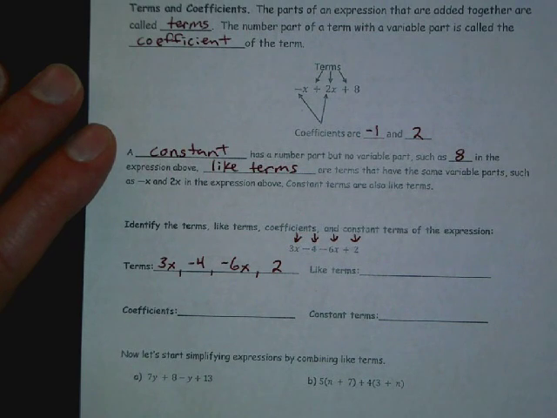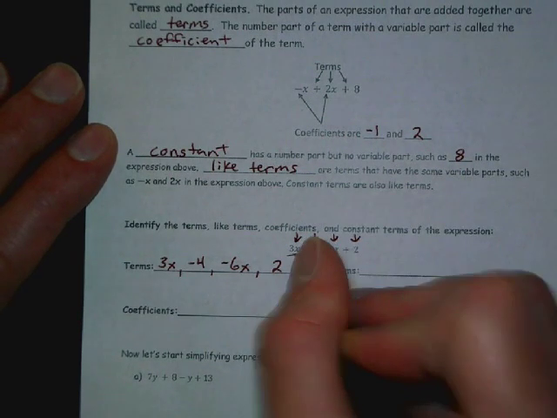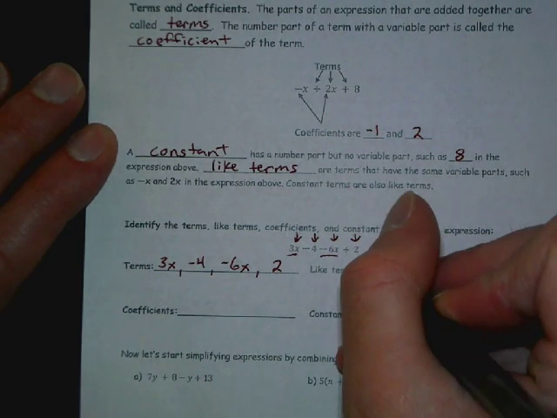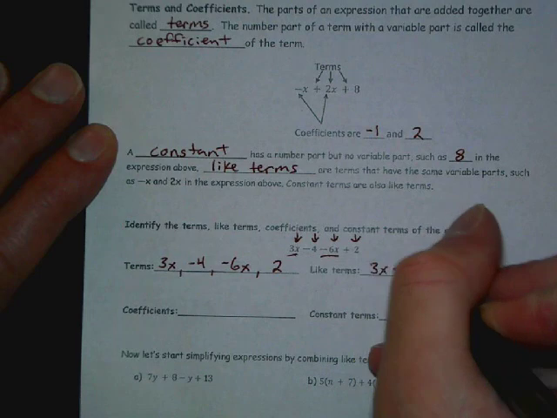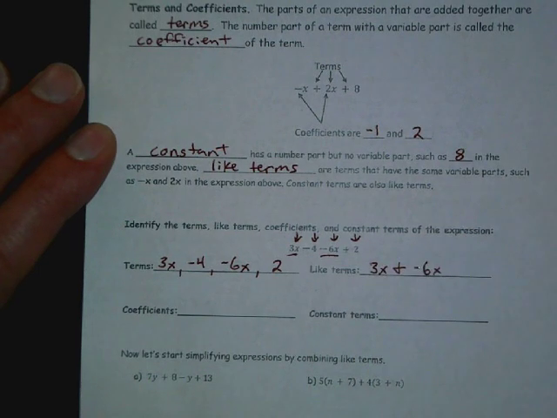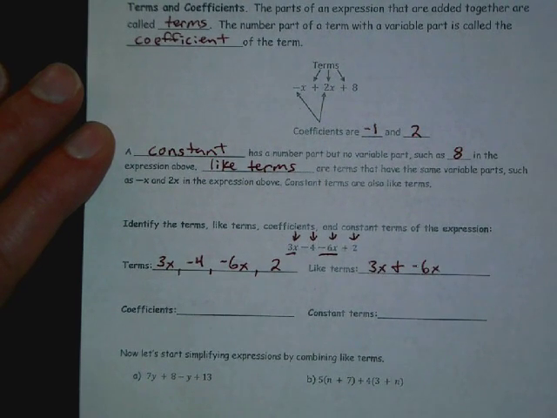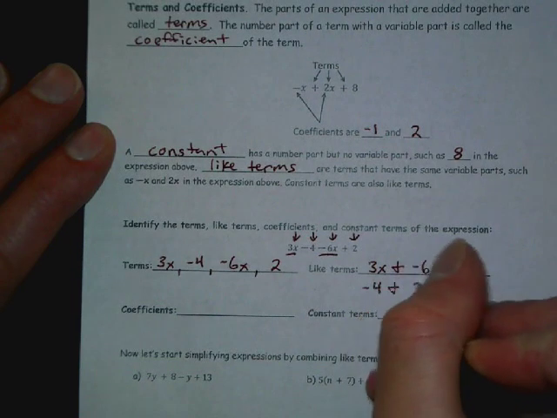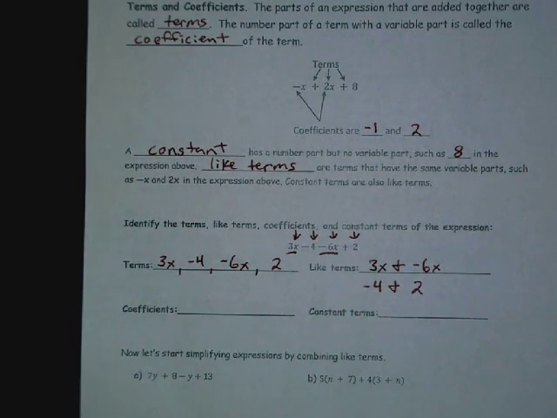Okay, we have 2 sets of like terms. 3x and -6x are like terms. They both have an x to the first power. So 3x and -6x. And then our other set of like terms is the constants. -4 and 2 are like terms.